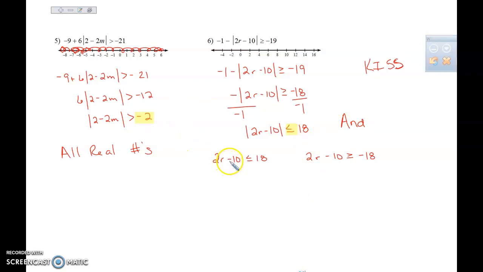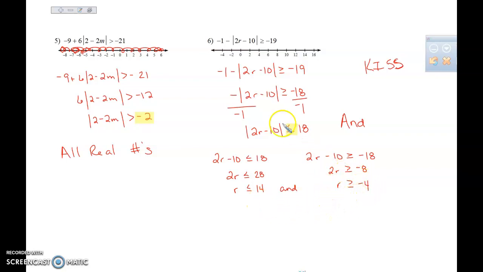So first thing, you're going to add 10 to both sides. So 2r is less than or equal to 28. Divide by 2, so r is less than or equal to 14. And then add 10 to both sides, so 2r is greater than or equal to negative 8. Divide by 2, so r is greater than or equal to negative 4.